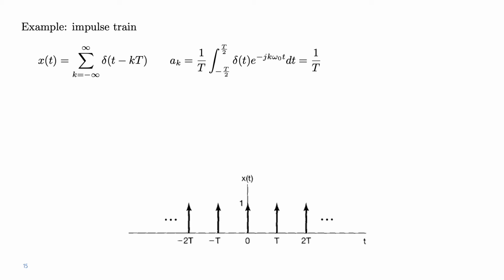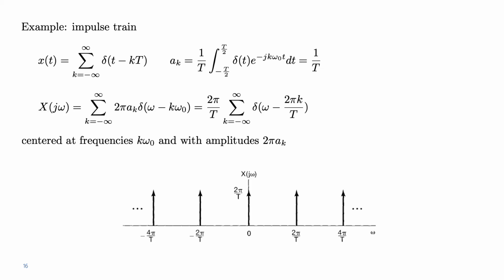And for this signal, we have calculated previously the Fourier series coefficients, a_k, and we have seen that all of them are equal to 1 over T. How did we obtain that result? Well, very simply by solving the integral that you see at the top.